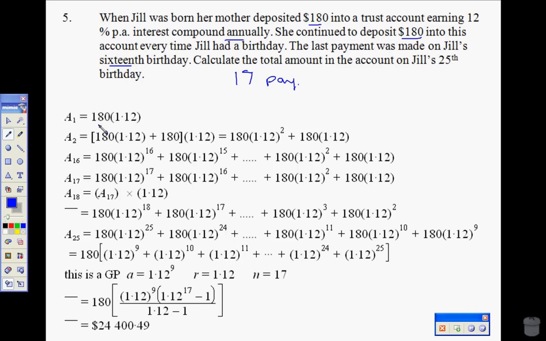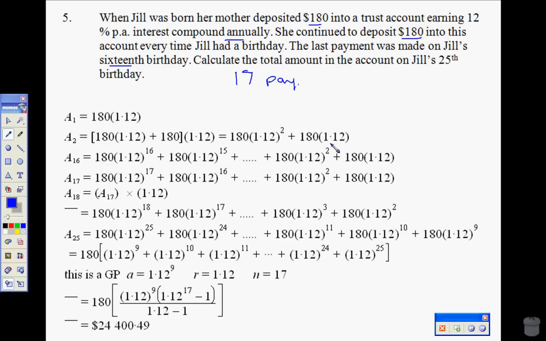We've got $180 invested when she's born at 12% per annum interest, and it's invested for a year. So that's how much it's worth after 1 year. After 2 years, we've had $180 put in on her birthday at the start of the second year, and then interest is earned on it for the year. That's why it's multiplied by 1.12. So there's what our expression looks like.